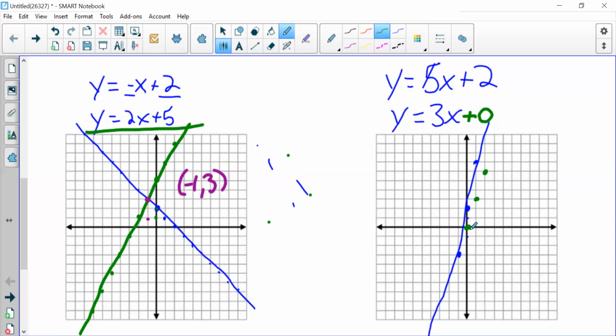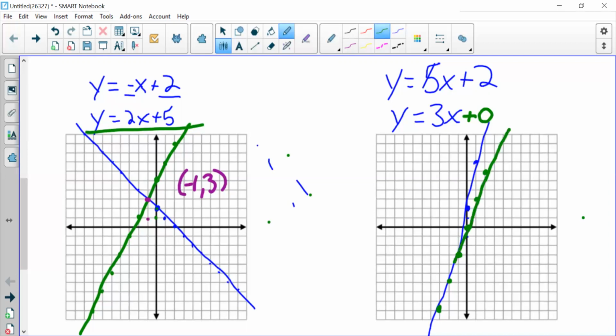Then for my slope, from my y-intercept, I can go down 3, 1, 2, 3, and to the left one. All right. And then we draw our line.